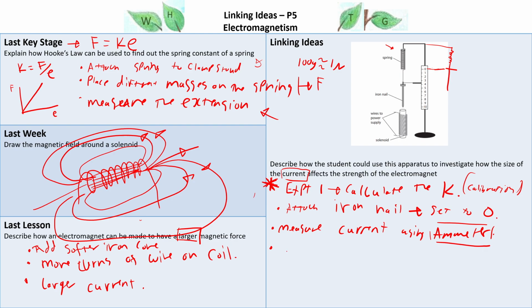conduct this experiment for different values of current flowing through that solenoid, and you would be able to convert the movement of the iron nail, or the extension, I should say, of that spring to a force, which would then let you plot a graph. So I'm going to say collect a range of results for current, and that's what you're changing. You're changing the current through that coil.